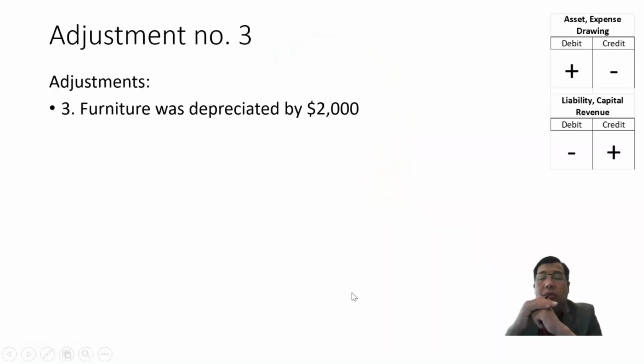Okay, we're going to continue with adjustment number 3. Furniture was depreciated by 2,000. What is depreciation? Depreciation is allocation of cost for non-current assets for this accounting period.